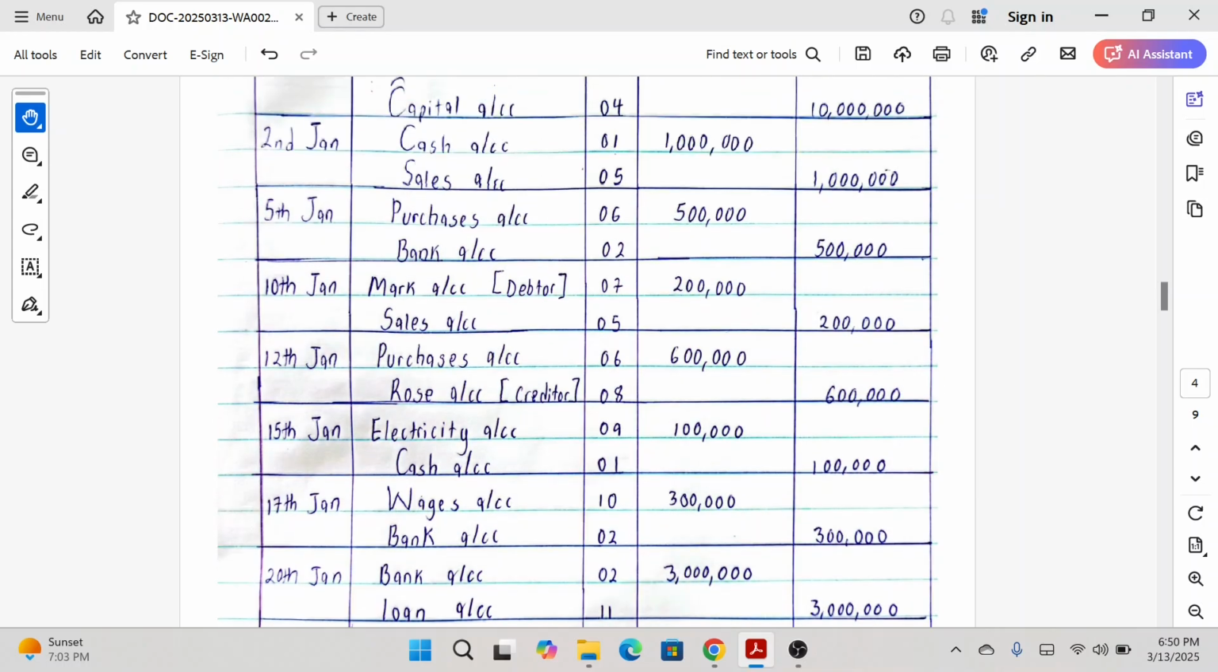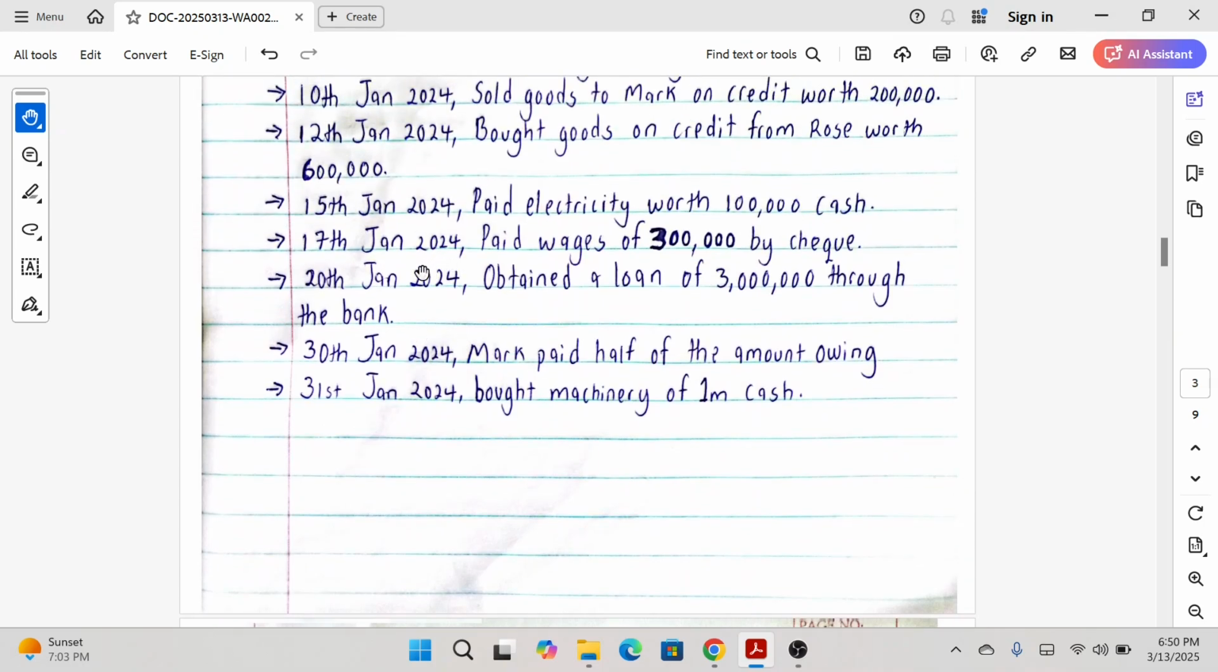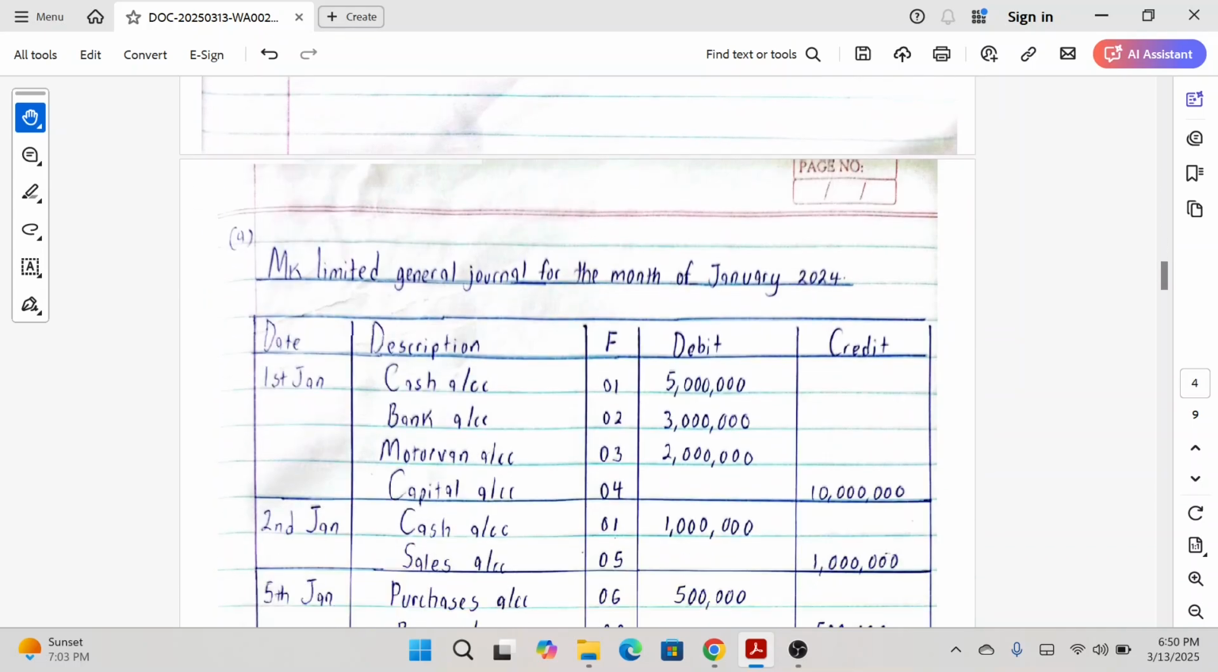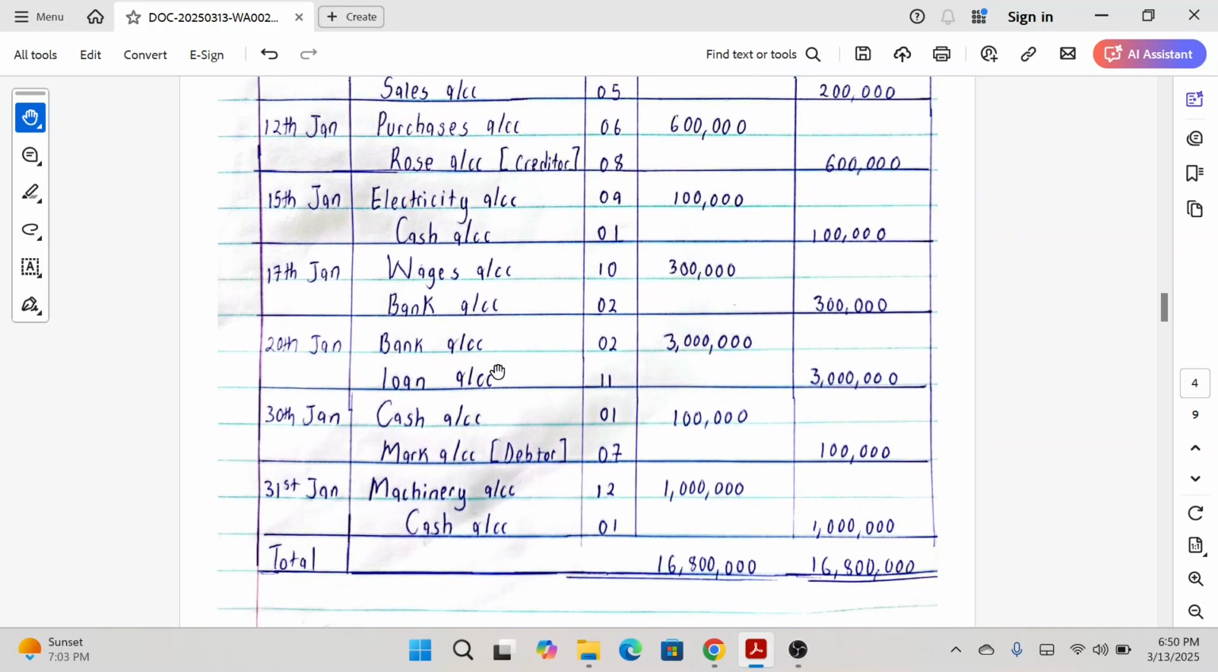So that is it. Then we go to another statement which is saying 20th Jan 2024 obtained a loan of 3 million through the bank. If this person got a loan, meaning that a liability is coming in, he got bank money, and you can see that bank is increasing. So you indicate that bank is increasing by 3 million, and then a liability is coming in because this is a loan. A liability is coming in and it is in form of a loan by 3 million.